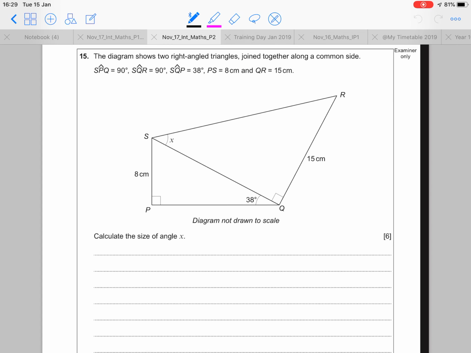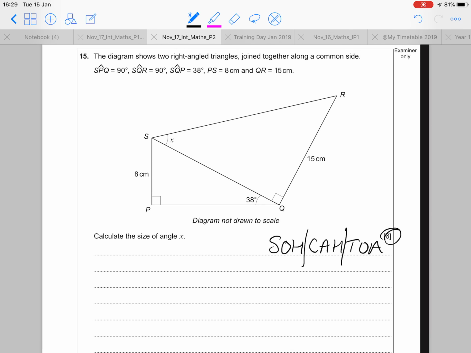Question 15. As soon as I see that I'm dealing with angles and sides, I know that this is a trigonometry question. So the very first thing I'm going to write down to help me throughout will be SOHCAHTOA. This groups my sine, cos and tan with the two sides that are important: opposite, hypotenuse or adjacent.